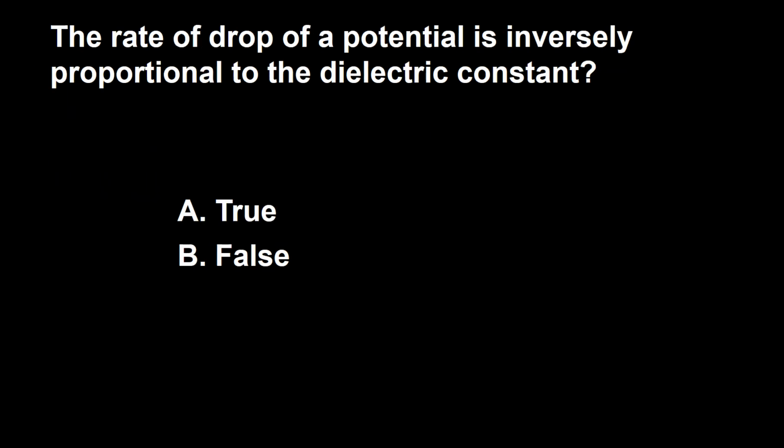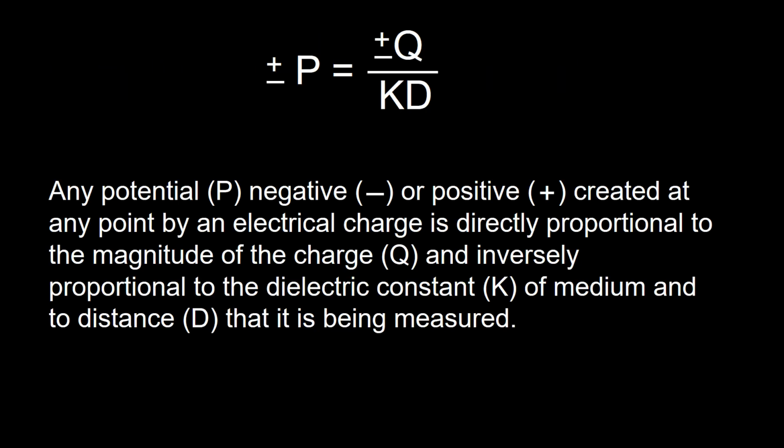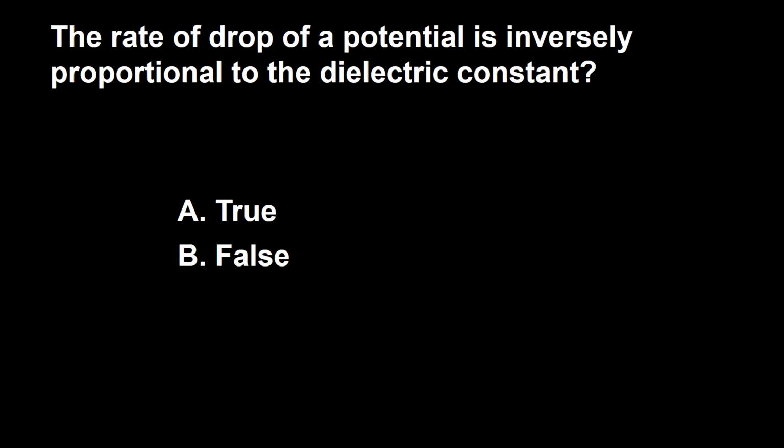Next question. The rate of drop of a potential is inversely proportional to the dielectric constant. A true, B false. This formula shows up frequently in neurophysiology books. It states that any potential, negative or positive, created at any point by an electrical charge is directly proportional to the magnitude of the charge and inversely proportional to the dielectric constant of the medium and to the distance from which it is being measured. So the answer to this question is true.